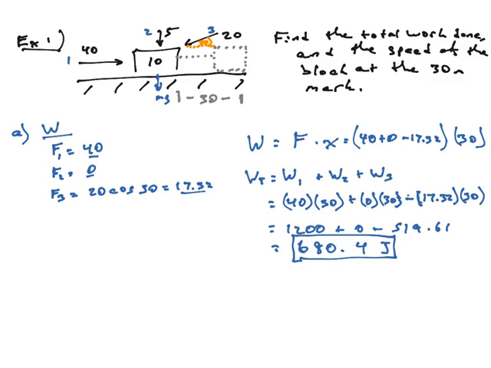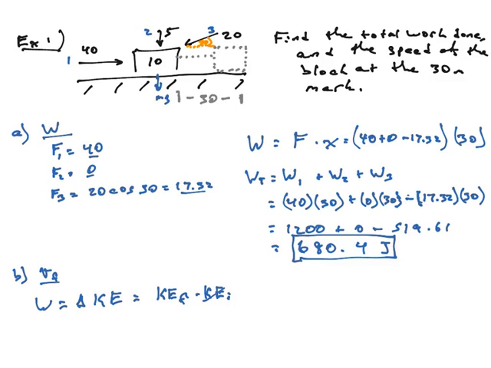I now know the total work. What about part B? Part B, I want to know the final velocity. Or I want to know the speed. What's the velocity of the block at the 30-meter mark? Well, of course, I'm using work energy theorem. Work is equal to change in kinetic. Change in kinetic, that means kinetic energy final minus kinetic energy initial. Now notice this problem didn't tell me I was moving at the beginning. So I can assume my initial kinetic energy is 0. So kinetic energy initial is 0 for this particular problem.